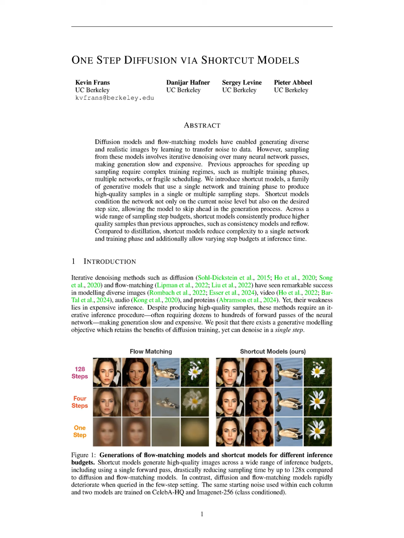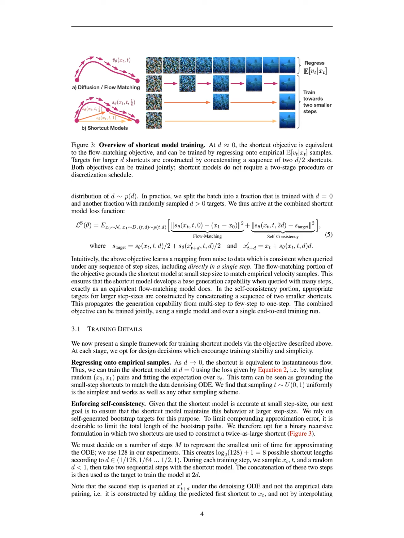The proposed shortcut model algorithm operates by conditioning the neural network on both the noise level and the desired step size during training. This allows the model to effectively jump ahead in the denoising process, enabling it to generate high-quality samples in a single forward pass. The training process involves two main components. First, the model is trained using a flow matching objective at small step sizes, d = 0, which grounds the model's predictions to match the data denoising flow.